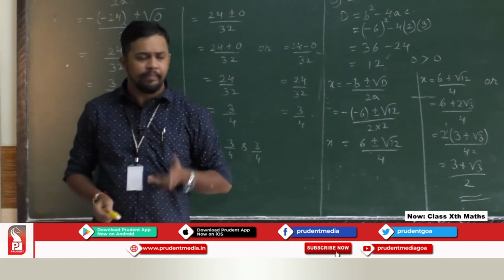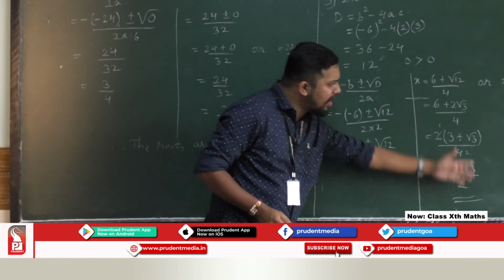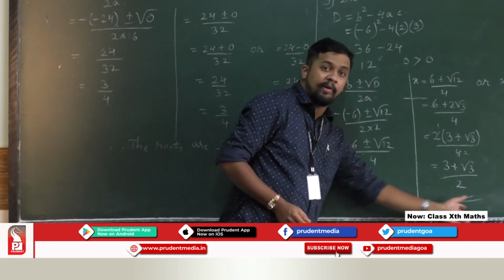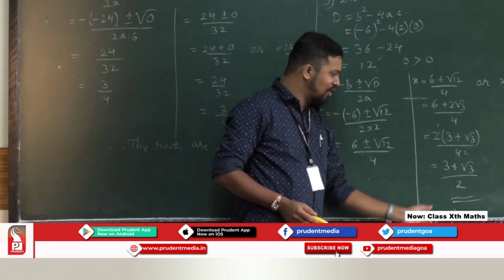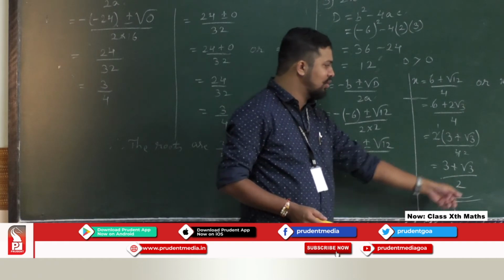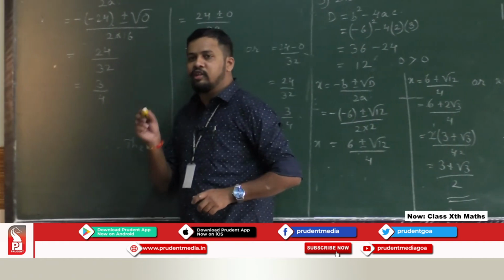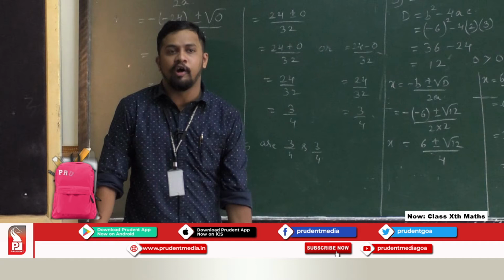So we have to stop there only. Sometimes we get common, find out the common if necessary. But don't forget to write the last statement. Therefore, the roots are (3 plus root 3) by 2 and (3 minus root 3) by 2. So this is about what is called the nature of the roots.